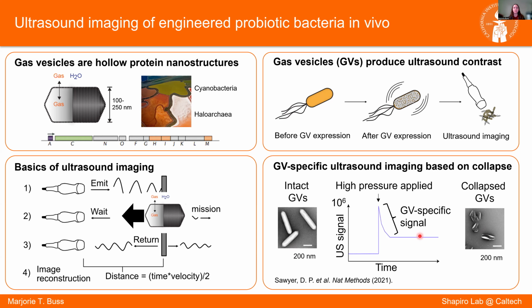And so throughout my talk, I'm going to be talking about the GV-specific ultrasound signal, and this is what I'm referring to based on collapse, which is very sensitive and allows us to separate the GV signal from the tissue signal.